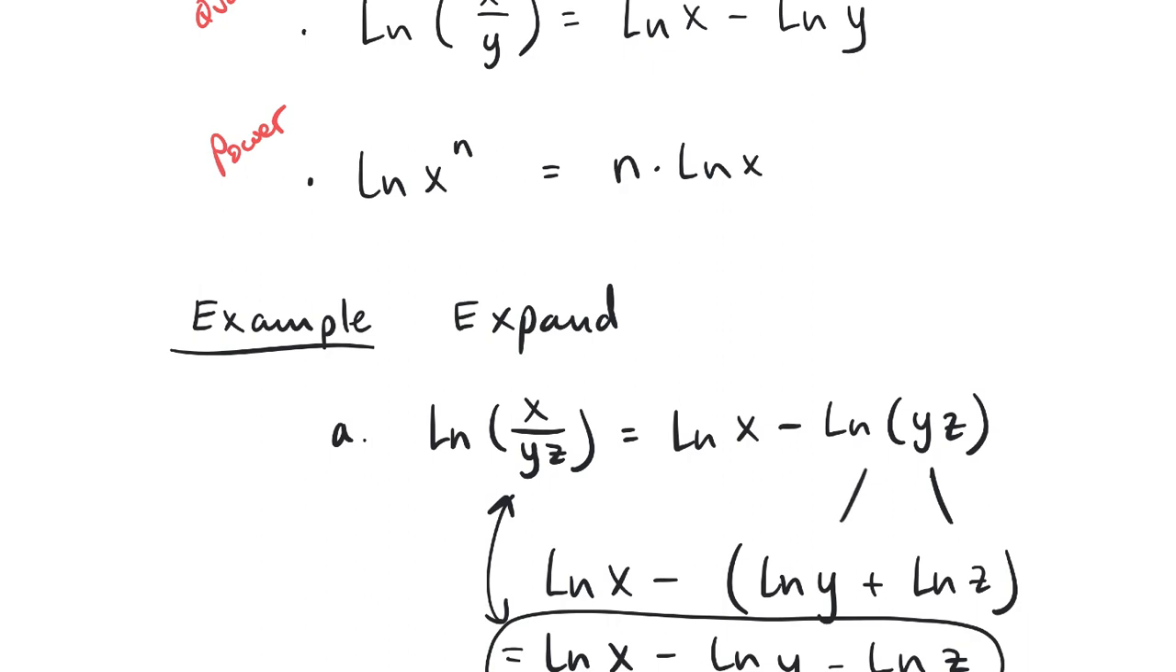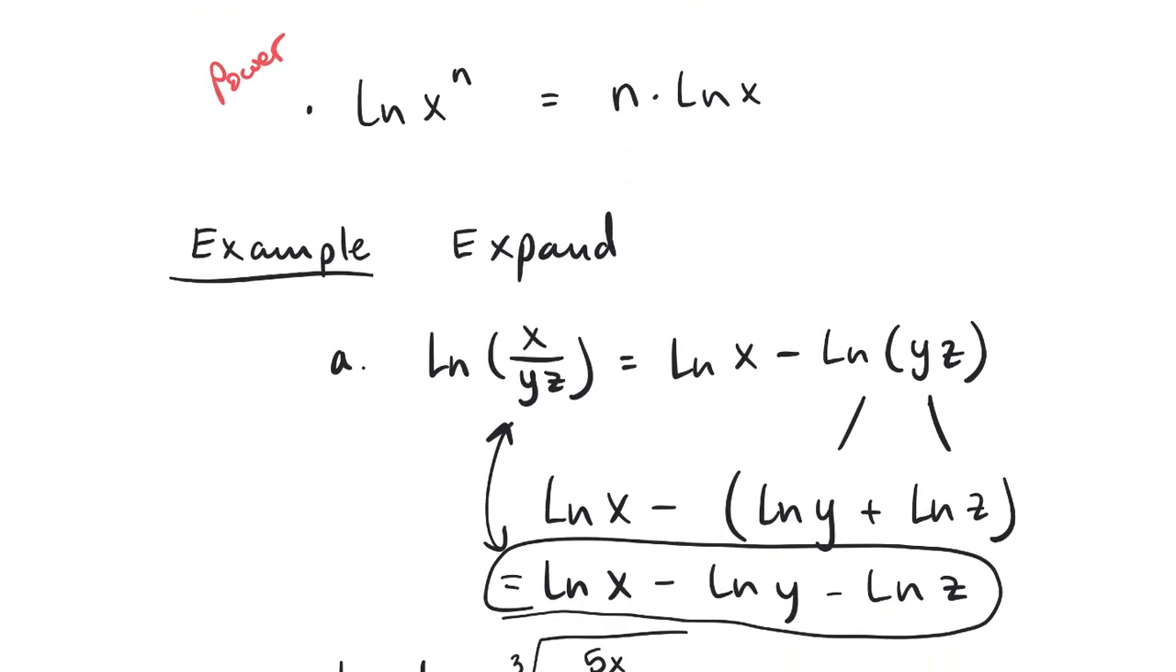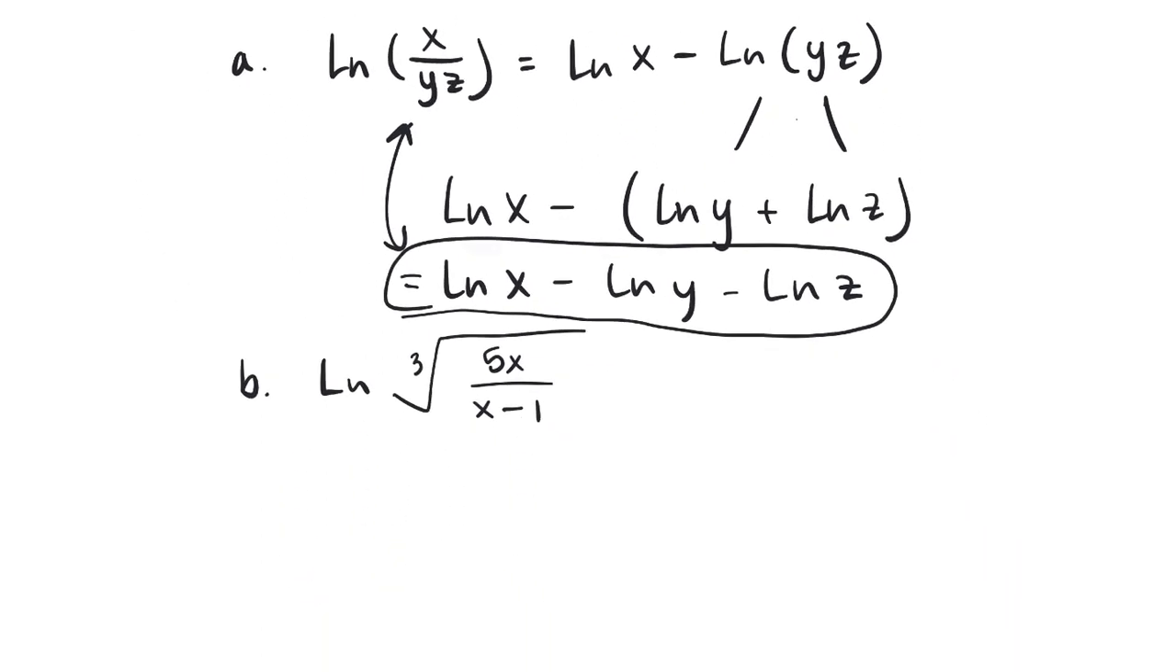Okay, part B is going to be a little more complicated. The thing to remember here is that logarithms and radicals don't mix well. So we're going to change this radical into an exponent. So that's the first thing we're going to do. Natural log of this expression, and then the exponent is going to be an exponent of 1/3.